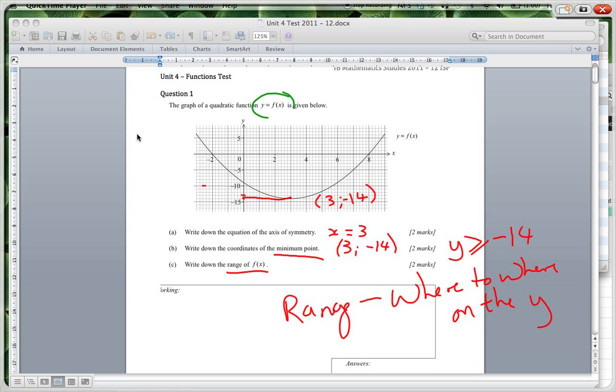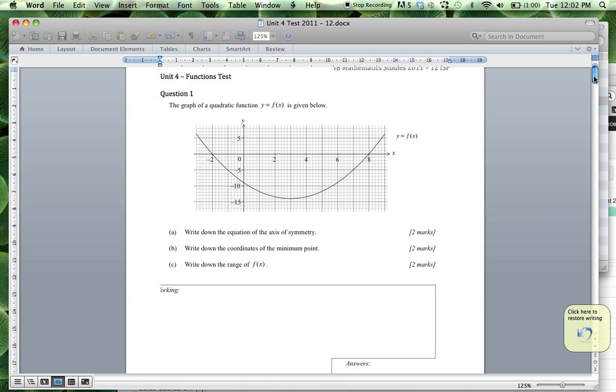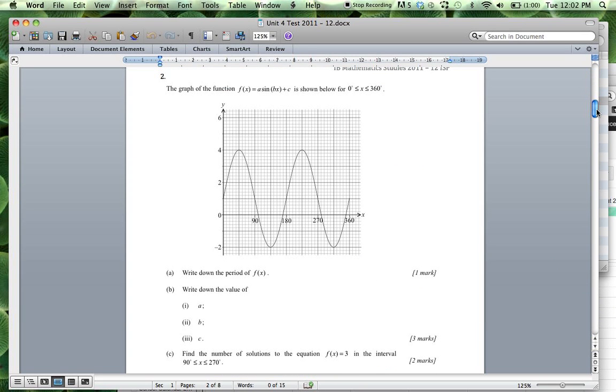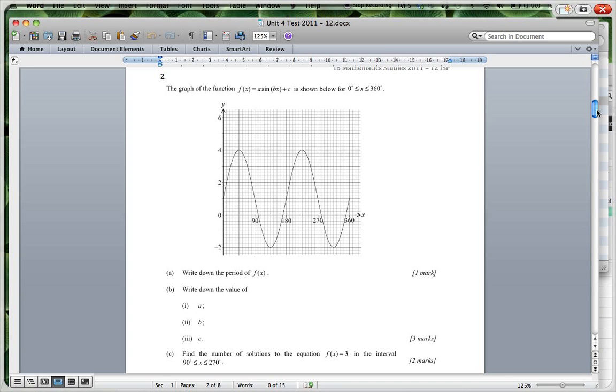So we've got the range, that's from where to where on the y-axis. For your x, what do we call it when we're looking at the x? The domain. Okay, good. So alright, going to this one here. Okay, so you've got this graph. F of x is equal to a sine of bx plus c, and this is shown from 0 to 360. Write down the period of f of x.